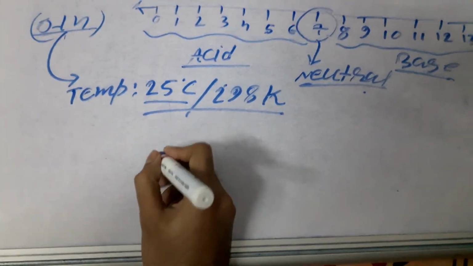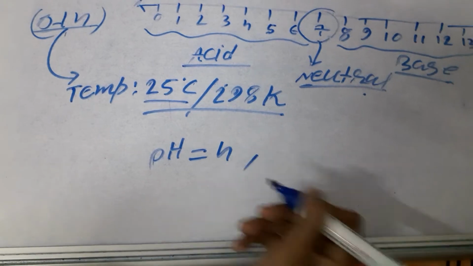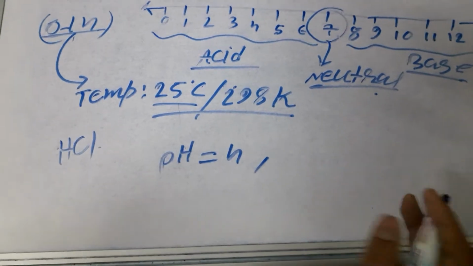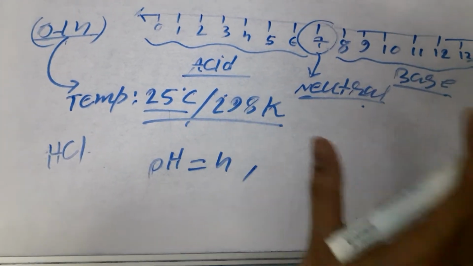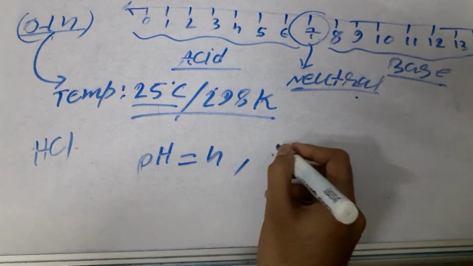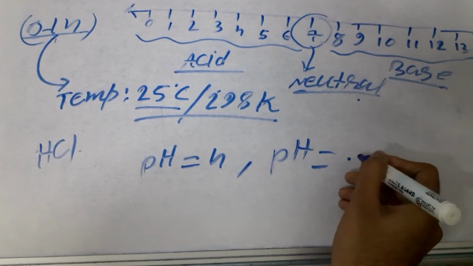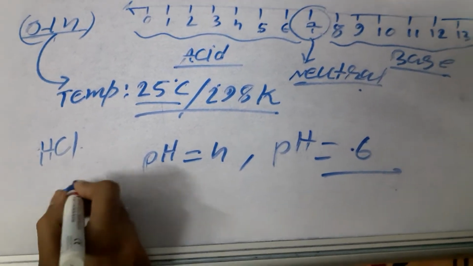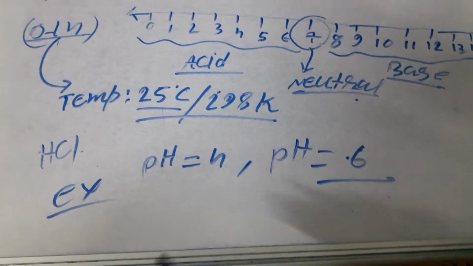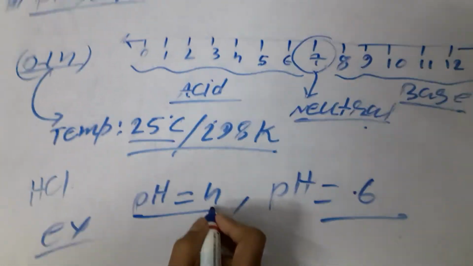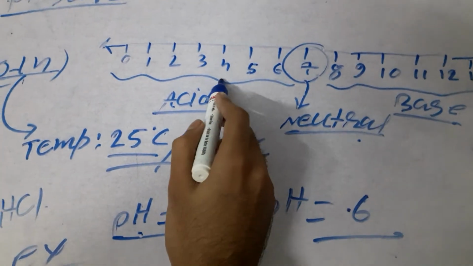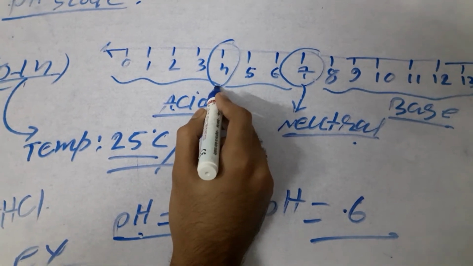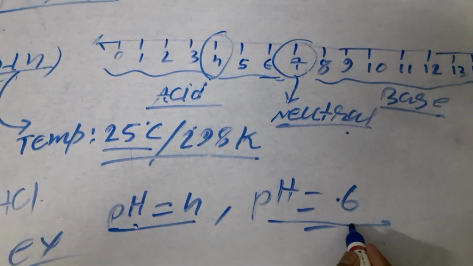Someone may ask about pH equals to 4, some compound like HCl or something. I will give an example after this pH introduction. And then, someone says pH equals to 6 and asks how acidic the compound is. At pH equals to 4, see the scale, this is pH equals to 4. This is much more acidic, and this is pH equals to 7, like this.